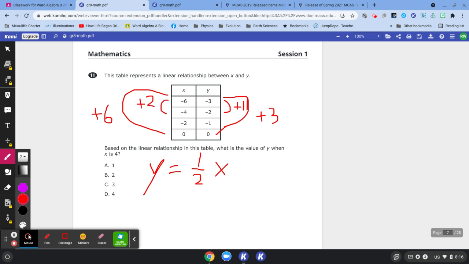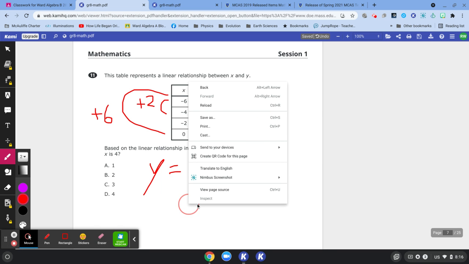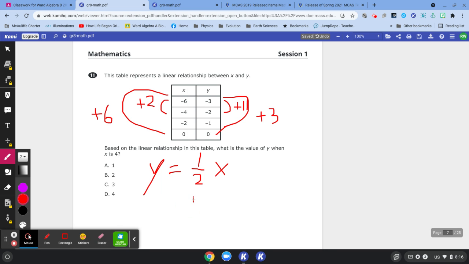Okay, so we are now told that x equals 4. So what's 1/2 times 4? We're trying to figure out what y is when x is 4. So 1/2 times 4. Okay, 1/2 of 4 is 2. So our answer is 2.